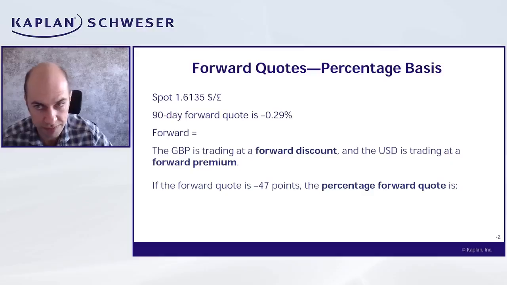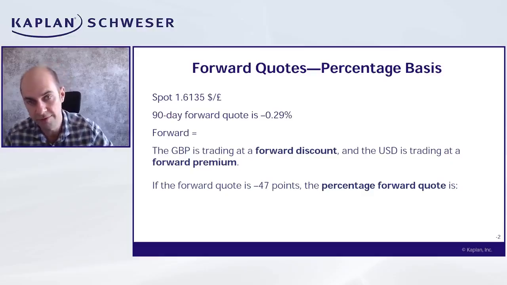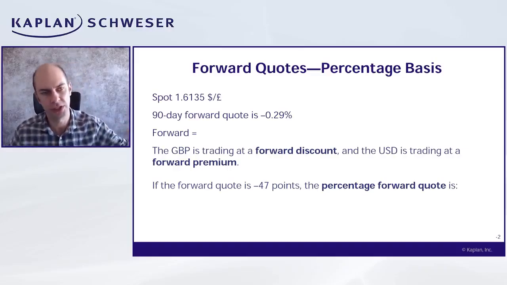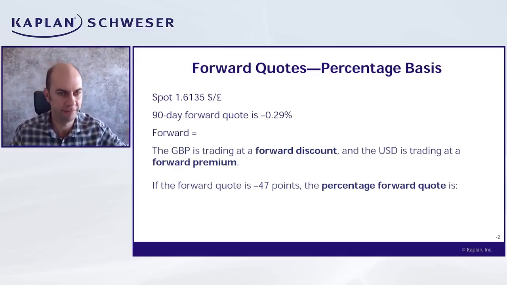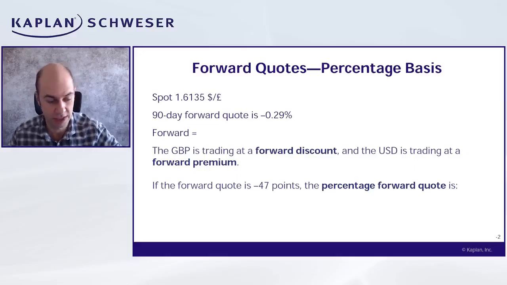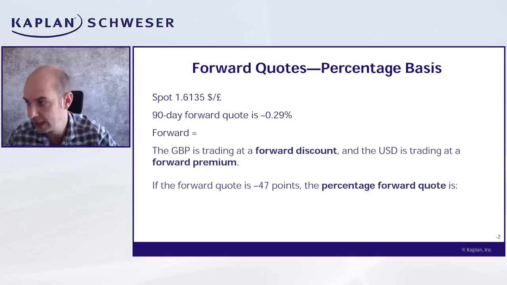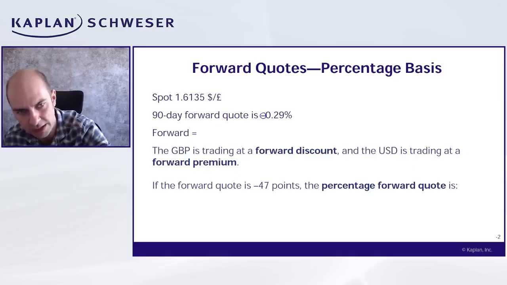All right, forward quotes percentage basis. So they could give you the pips, the points, or they could give it to you as a percentage. So in this question, they say, all right, the spot is $1.6135. So that means £1 buys me $1.6135, but the 90-day forward quote is minus 0.29%. So that means that the forward is trading at a discount. It's below the spot, as you can see from the minus.